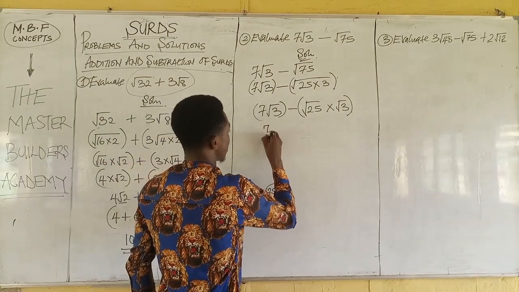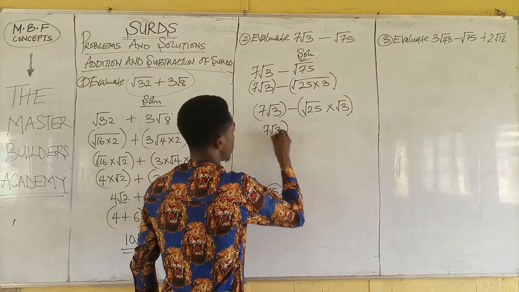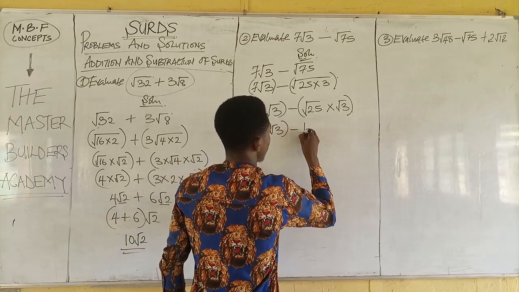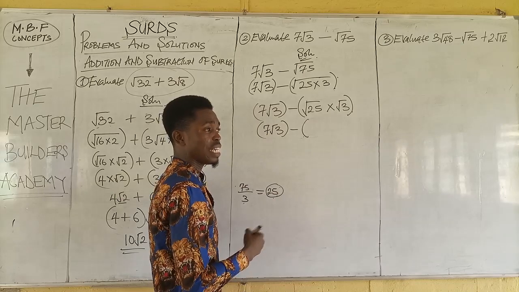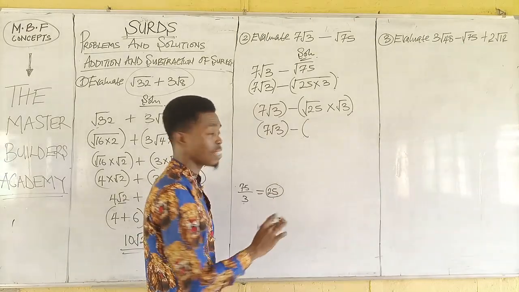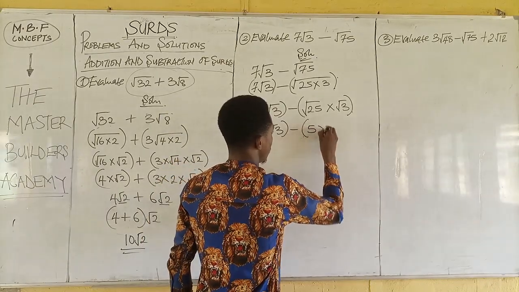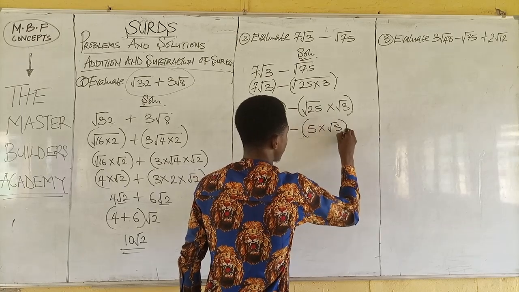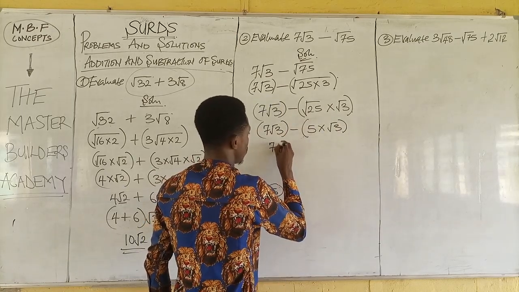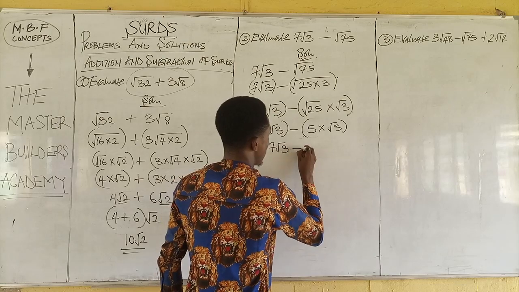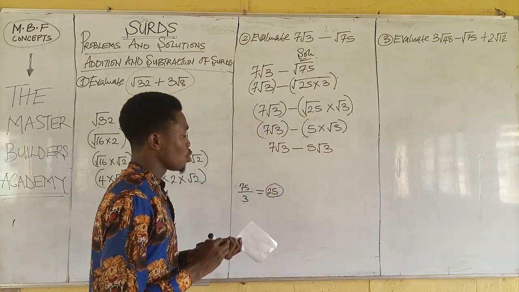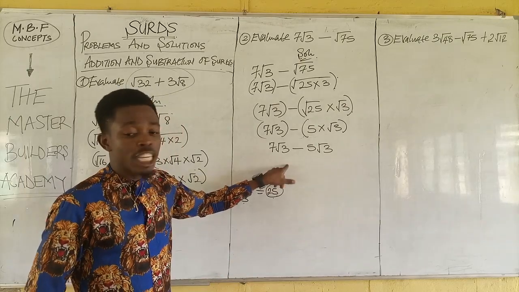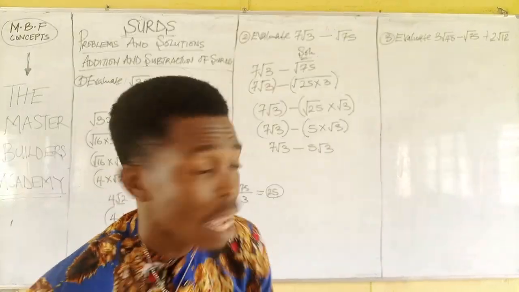At this point we are going to have 7 root 3 minus open bracket. The square root of 25 is 5. 5 times 5 is 25, right, guys? Then we are going to have 5 times root 3. Then automatically this will have given us 7 root 3. I can remove the square root now. Minus 5 root 3.